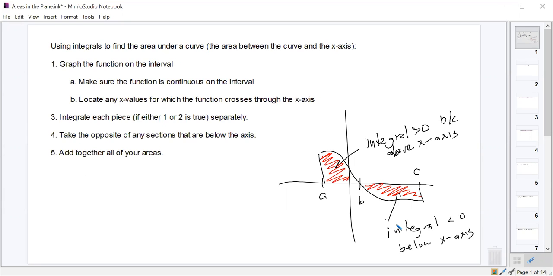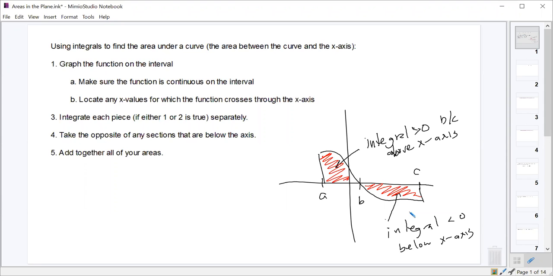So as we look for areas, what we want to do is first graph it, make sure it's continuous, and then find any places where it crosses through the x-axis. And so if we have any holes in the graph, any places where we have discontinuities, or places where it crosses through, we take each of those pieces and do them separately, and then add all the areas together. Does that make sense?